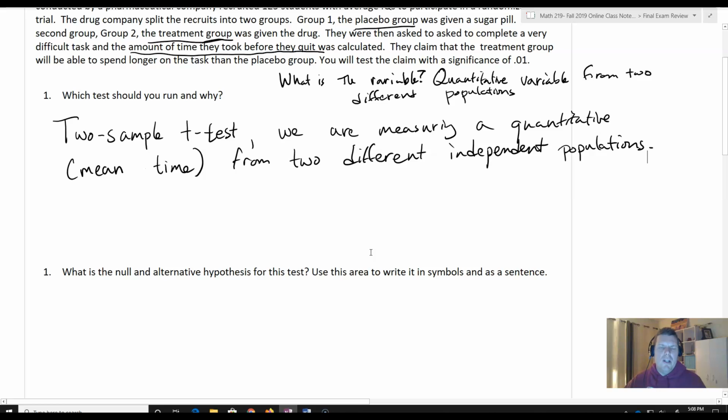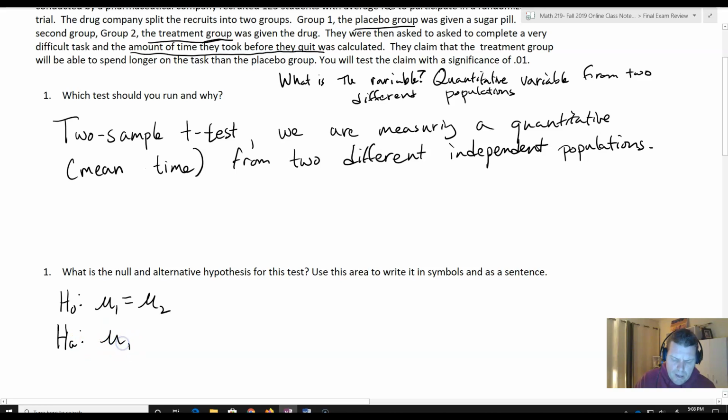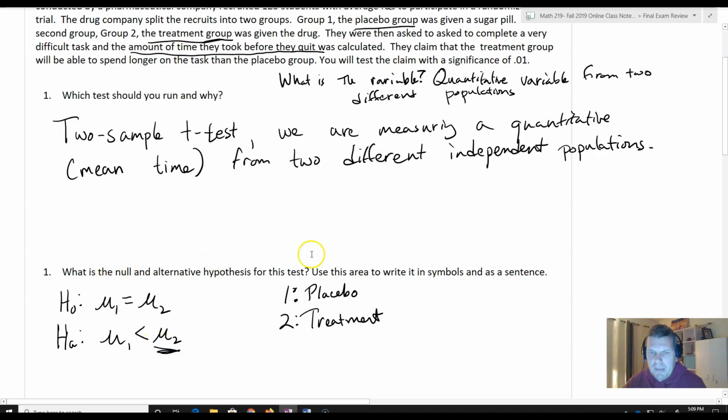Now, what about the null and alternative hypotheses for this test? Well, it's a two-sample t-test, and so my H0 is going to be mu1 equals mu2. That is, the two means are exactly the same. My Ha is going to be mu1 is less than mu2. How do I know that? Well, group 1 is my placebo group, and group 2 is my treatment group. And we said that the treatment group would be able to focus longer, would spend more time before they quit. So consequently, mu2 should be larger. The second mean should be larger.